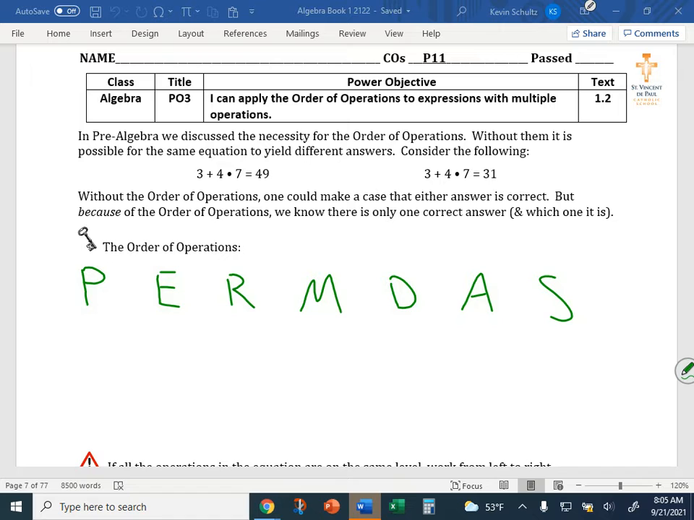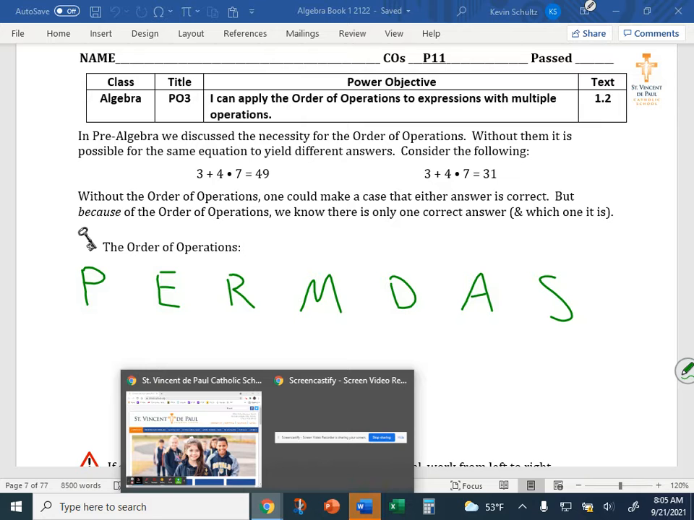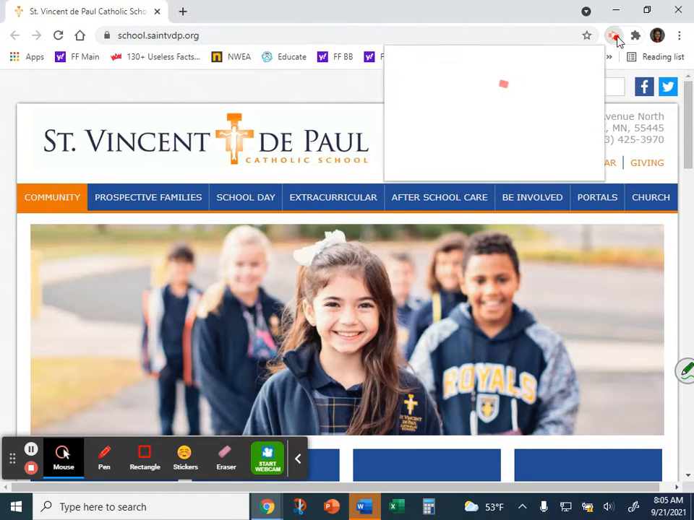And this is the order in which you need to do operations when solving an equation. I'm getting a phone call. No doubt it is very important. So let me pause this.